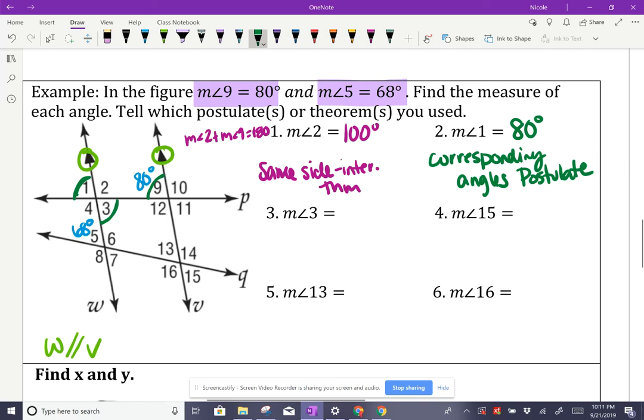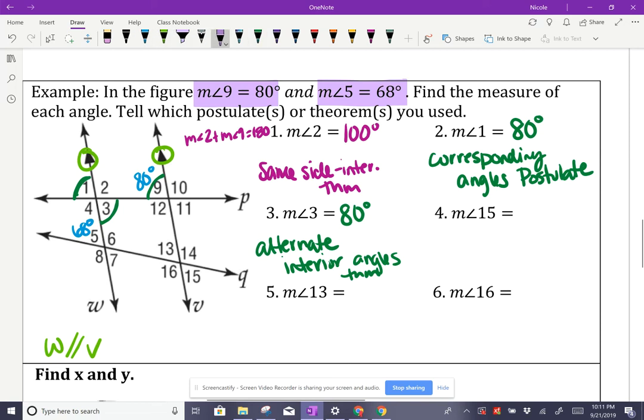Alternate interior angles. I'm reading one thing, saying another thing. Sorry, guys. Angle 3 and angle 9 are alternate interior angles. That's what I get for reading something else as I'm trying to speak. It doesn't work out very well. So alternate interior angles. So 3 is congruent to 9, and we already know that 9 is 80 degrees. So therefore, 3 is also 80 degrees.